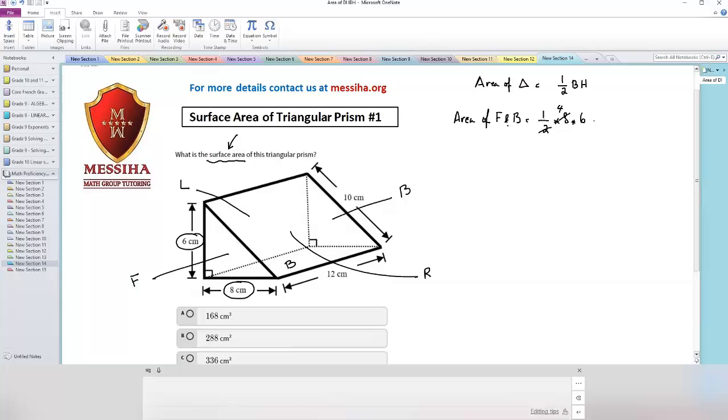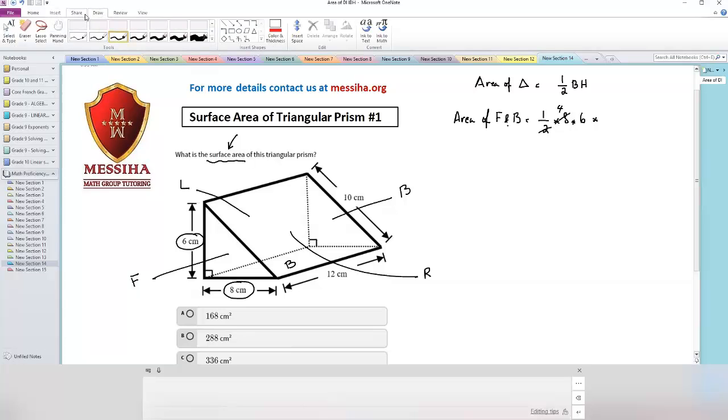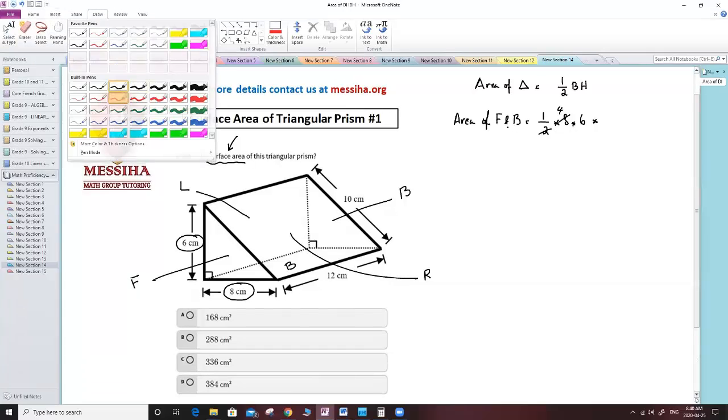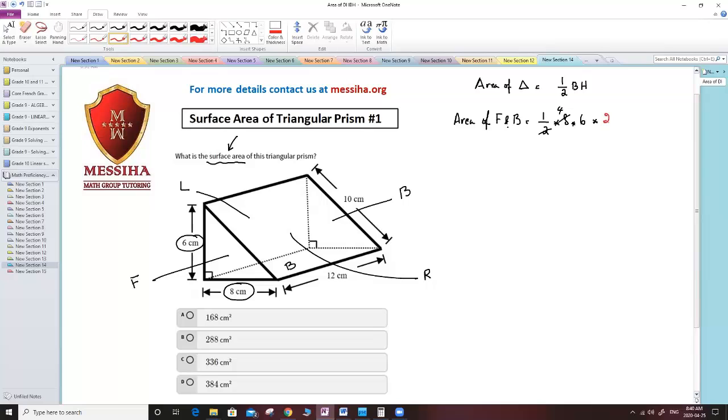But before I forget, there is something very important that I have to take note of. And I'm going to write it in red, that I have to multiply by 2. Why? Because I have front and back and they are congruent. So don't forget this 2. So 4 times 6 equals 24. 24 times 2 equals 48. And this is centimeter square. So this is the front and back.